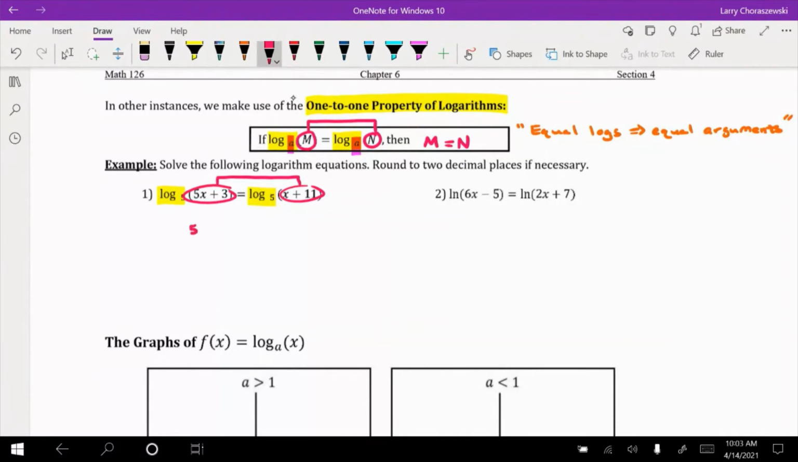Okay, so we could pretty much abandon the logs here and write 5x + 3 = x + 11. Subtracting x and 3 simultaneously would give us 4x = 8, in which case our answer should be x = 2. Go ahead and try out problem 2. We'll go over it, and then we'll look at the final stage of chapter 6.4.